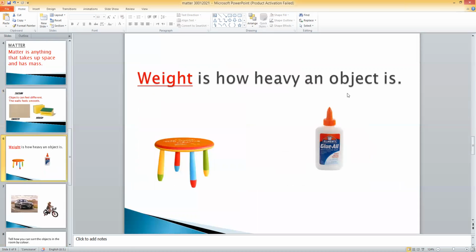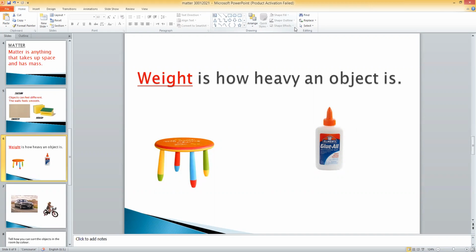So now let's go to weight. Another way to describe an object is by its weight. Are they heavy or are they light? We use scales to measure weight. For example, if you go to the hospital, there's a scale there. They will ask you to stand on it to get your weight. If you are traveling out of the country, they will ask you to put your load on the scale to check the weight. So weight is how heavy or light something is. Weight is how heavy an object is.